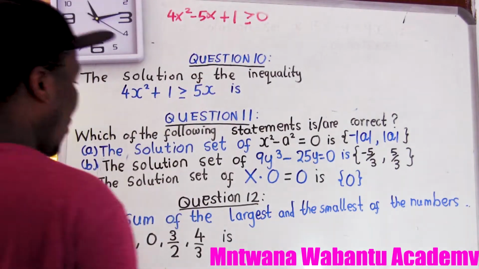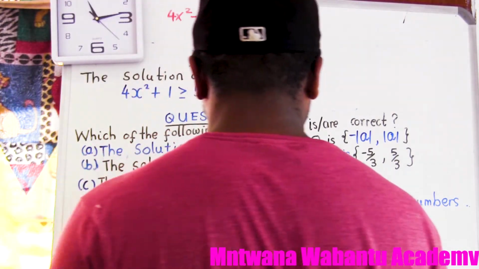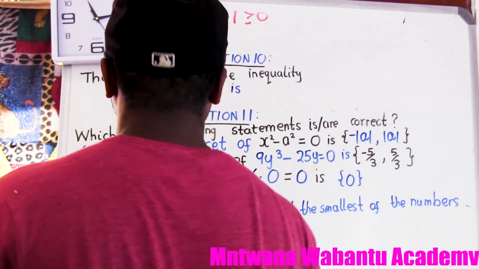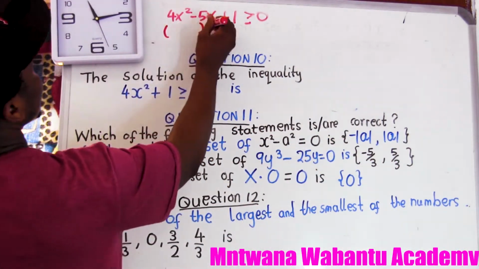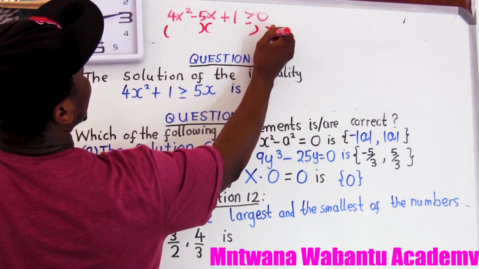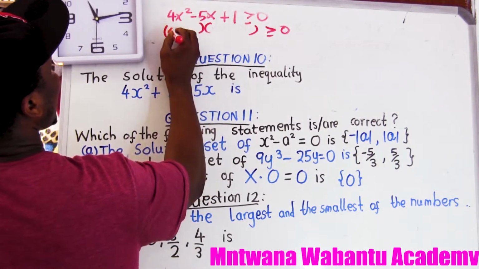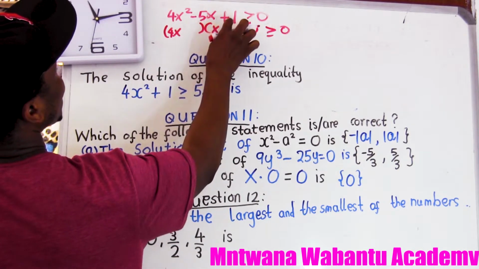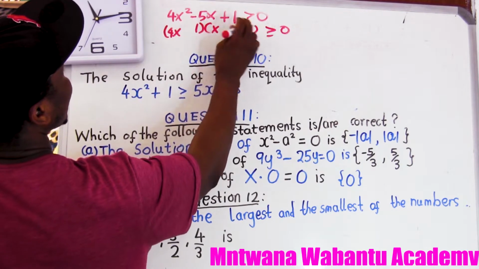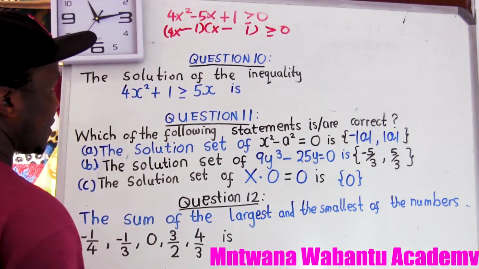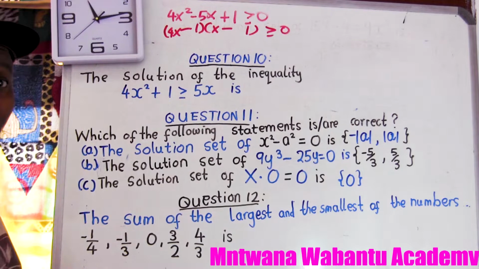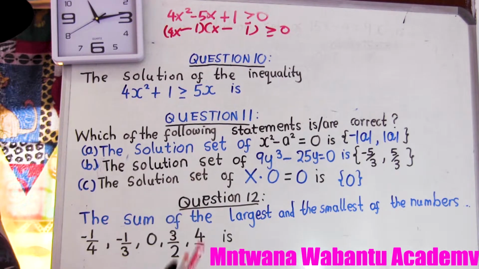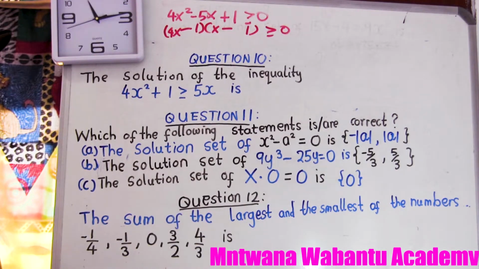So now we have to factorize a quadratic, right? Let's write our brackets, and we know it's greater or equal to 0. To get 4x squared, this must be 4x and this must be x. To get positive 1, this must be 1 and 1, and these must be negative and negative. We know how to factorize. If you don't know how to, go to my other video and take the basics of factorization.